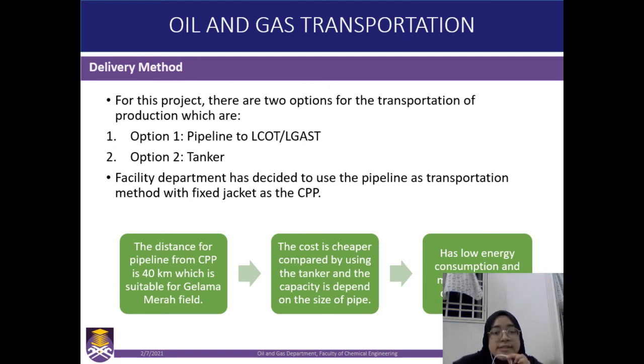This is because the distance for the pipeline from CPP is 40 km, which is suitable for our field. The cost is also cheaper compared to using the tanker, the capacity depends on the size of the pipe, and it also has low energy consumption.